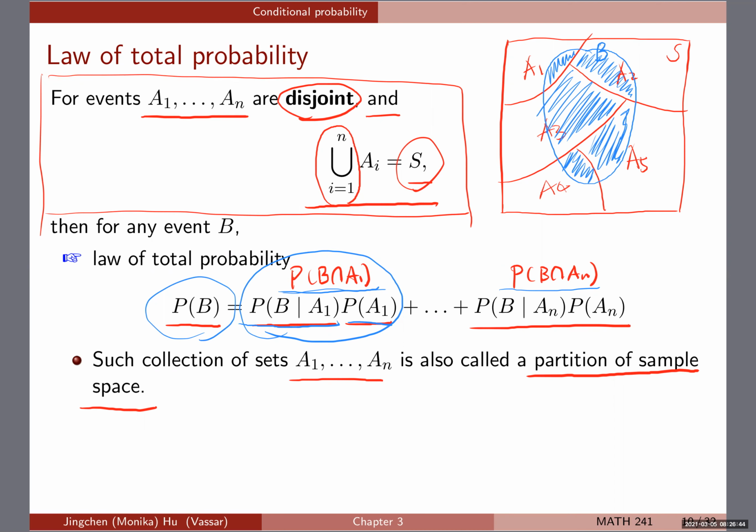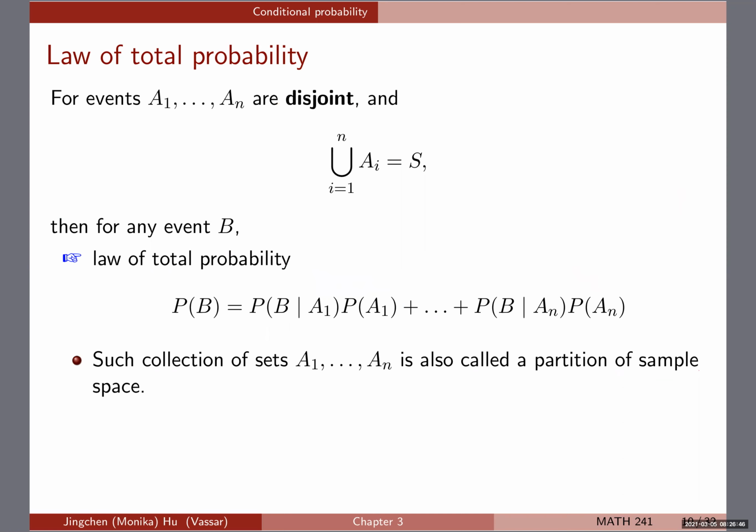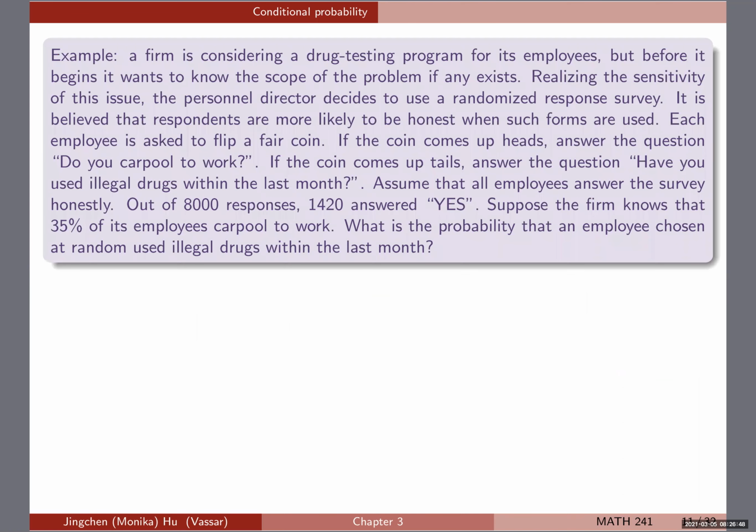And now we can talk about an example before we end this part. It's a little bit long, so just bear with me. A firm is considering a drug testing program for its employees. Before it begins, the firm wants to know the scope of the problem, if any exists. Realizing the sensitivity of this issue, meaning that you might not be able to ask directly whether you are taking any drugs, the personnel director decides to use a randomized response survey.